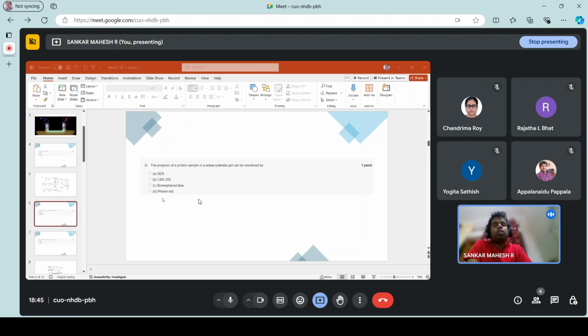So, we don't add Coomassie Brilliant Blue to our loading dye. Rather, we add it after we finish running the gel, like Rajata was mentioning. And the dye that we add is bromophenol blue. And why should we add only this particular dye? Why can't we add any other blue colored dye? Does anyone have an answer for that? What is so specific about bromophenol blue?